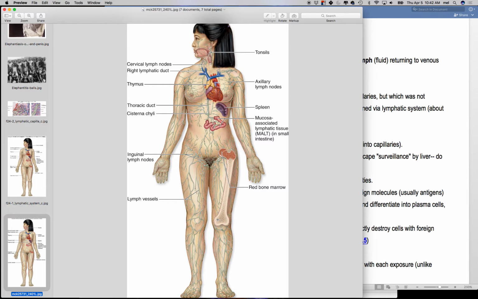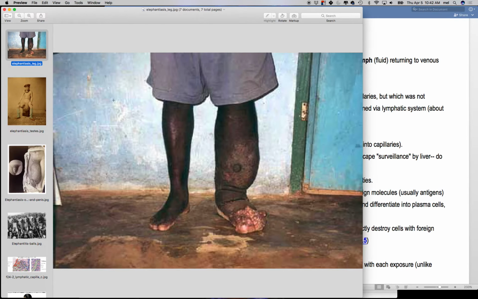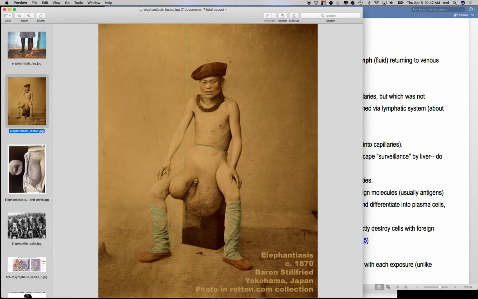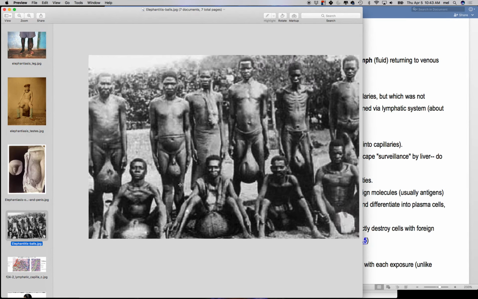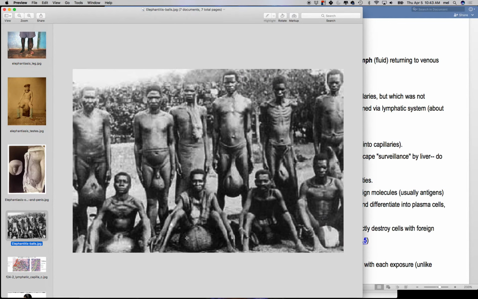So I'll show you some pictures of elephantiasis. Okay, so here's the first picture of elephantiasis of the leg. You can see all the swelling associated with elephantiasis of the leg. Okay, and then these get even worse. Ready? This is elephantiasis of the testes. Okay, this is elephantiasis of the penis. Not a good sign. This is communicable elephantiasis that ran through an entire village, and they all have elephantiasis of the testes. Okay, so what the heck do you do about this?